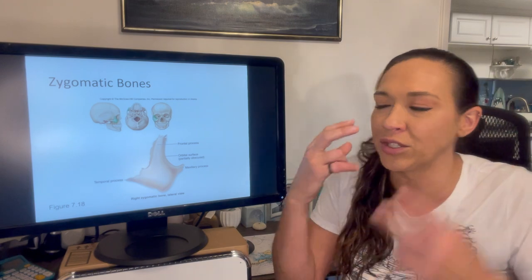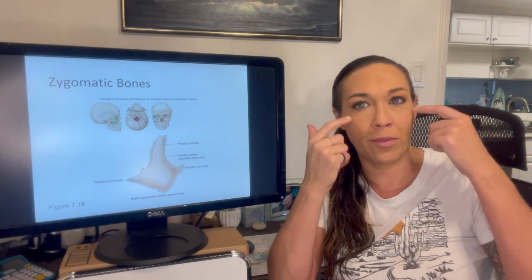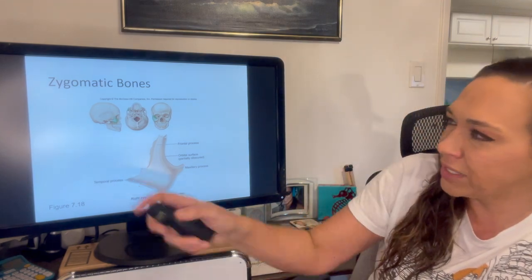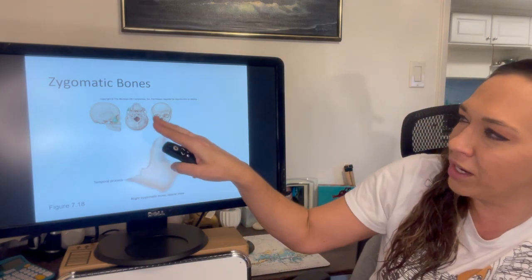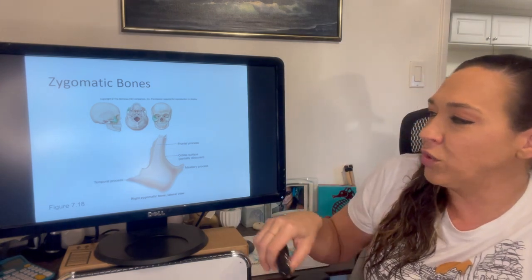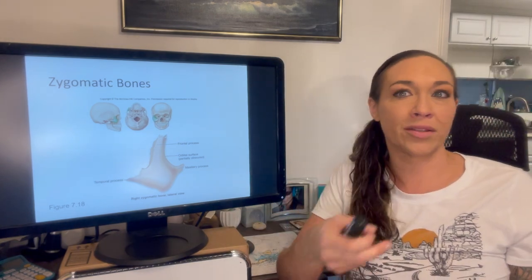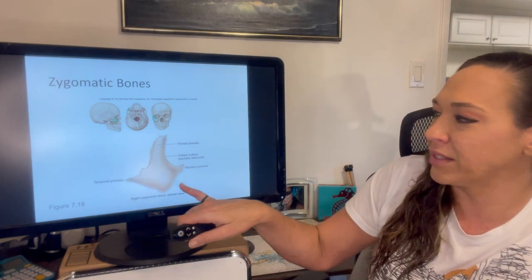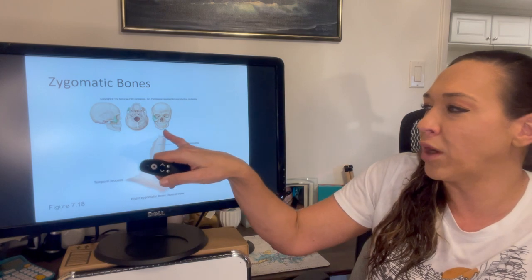These essentially are going to be part of your cheek right here. So right up and under your orbital, right before that point right here. So you can see in here, right here in the green, that's going to be that cheek part, basically right here and right here. Now, we do have several of these processes. Remember, processes are just kind of like projections. So you can see the temporal process here, the maxillary process, the frontal process going up here.